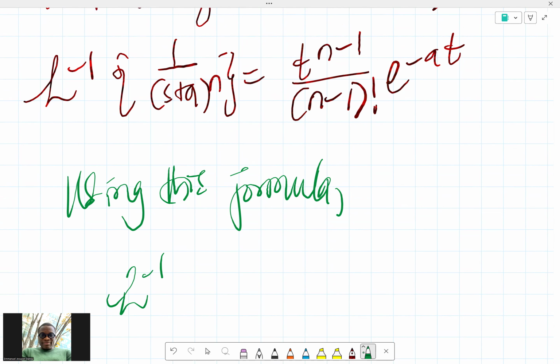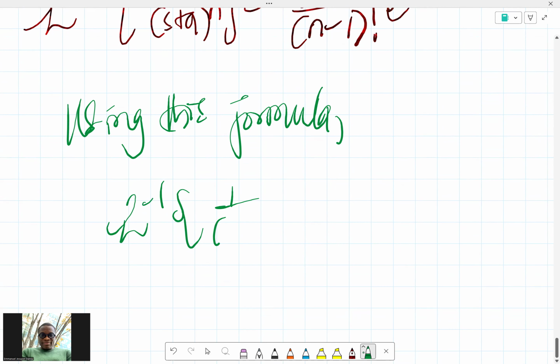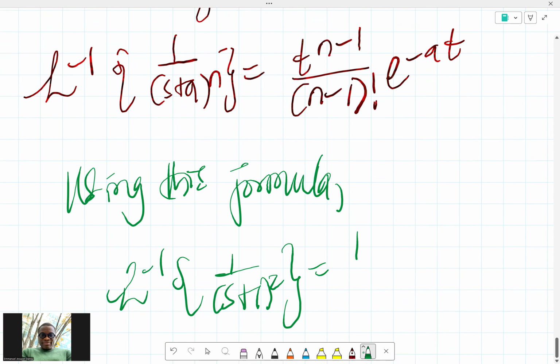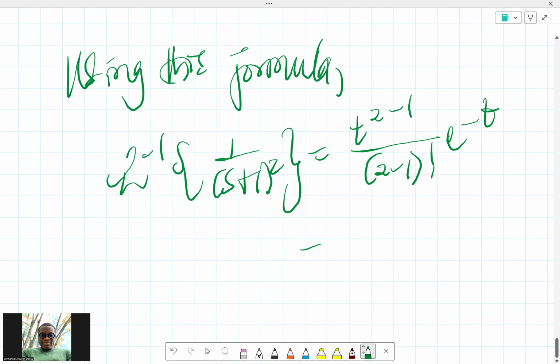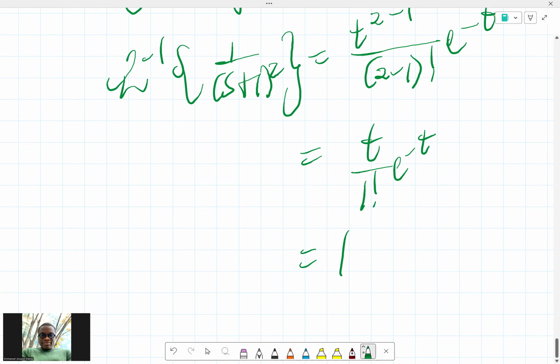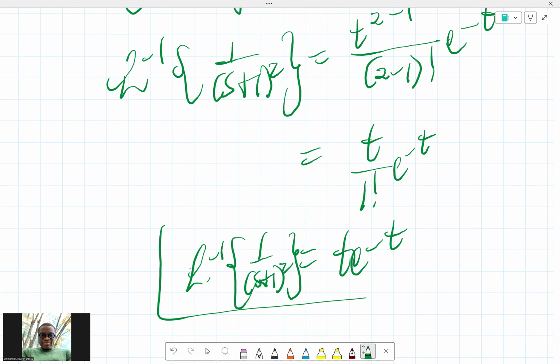it means that the inverse Laplace transform of 1 over (s plus 1) squared would simply be equal to, based on what we have, t raised to power n minus 1, where n is 2, all over (2 minus 1) factorial, e raised to power minus a t, where a is 1 also. So that is equal to t over 1 factorial e raised to power minus t. Simply, it is t e raised to power minus t. So that is the inverse Laplace transform where we have repeated poles, (s plus 1) squared. That's the final answer, and t must be greater than 0.